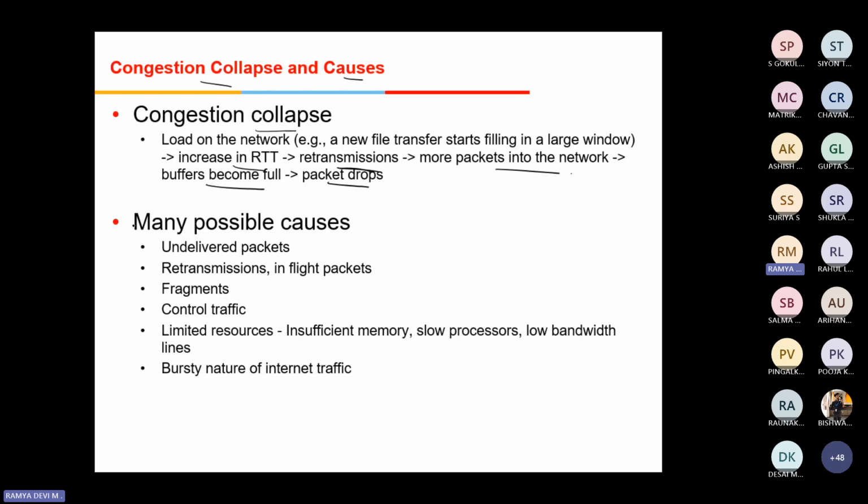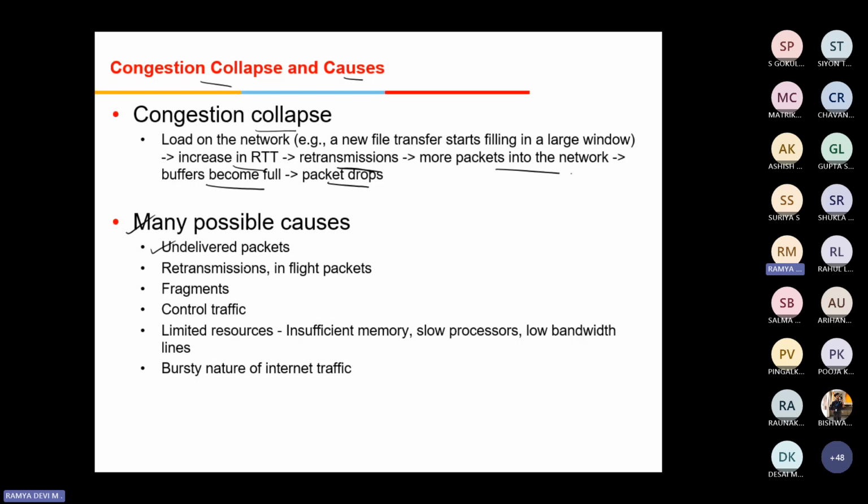So what are the possible causes for the congestion? If a new transfer begins and it sends a large amount of data, okay, it will trigger the congestion. Undelivered packets, a large amount of them, trigger the congestion. Fine. And increased RTT. If RTT increases, it will trigger the congestion. Packet losses, retransmissions, everything. Okay.